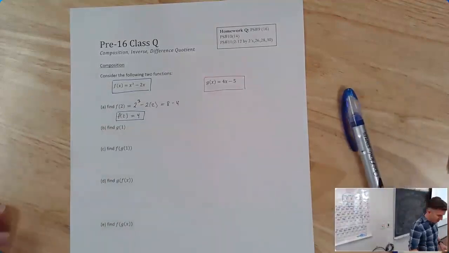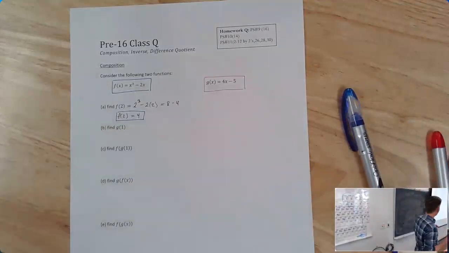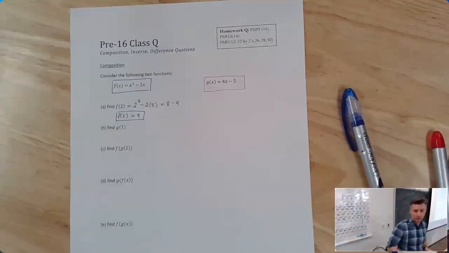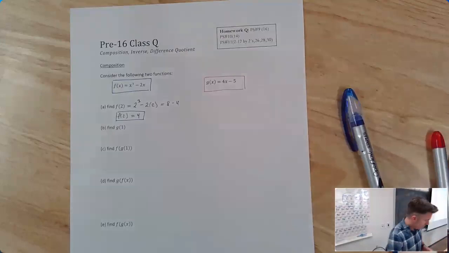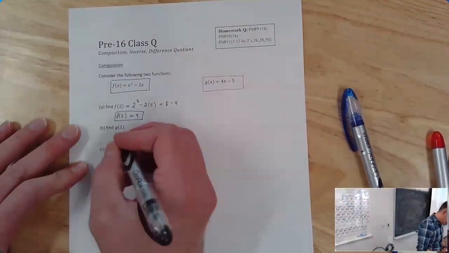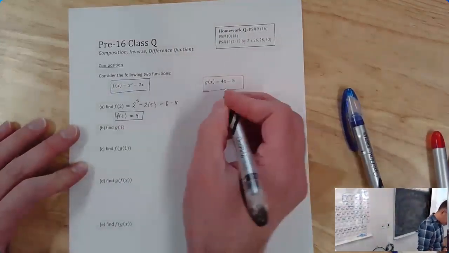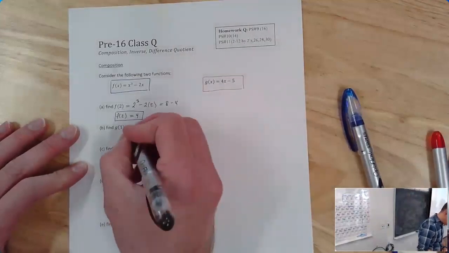And then the idea here is really just to get comfortable with the fact that when you're evaluating the function at a point, you're just plugging that point in for every variable. So I want to find g of 1, same idea. I'm just taking the function g, which is 4x minus 5, and substituting in 1 for x.